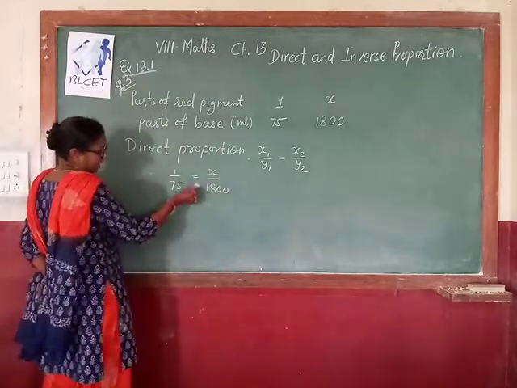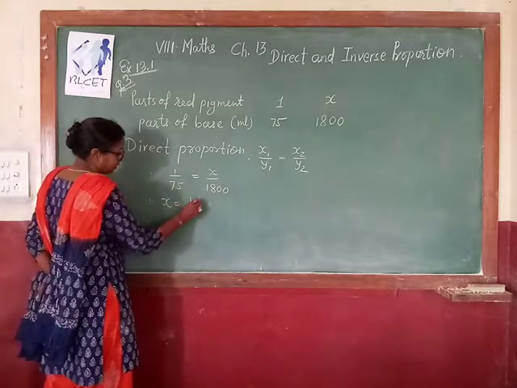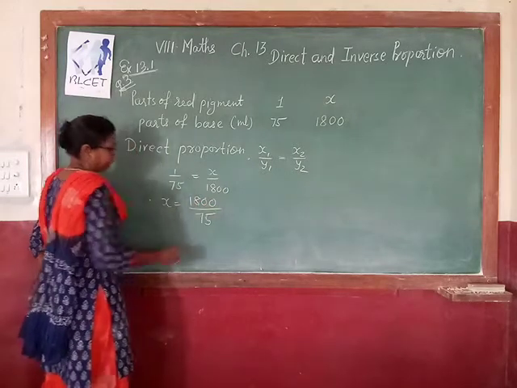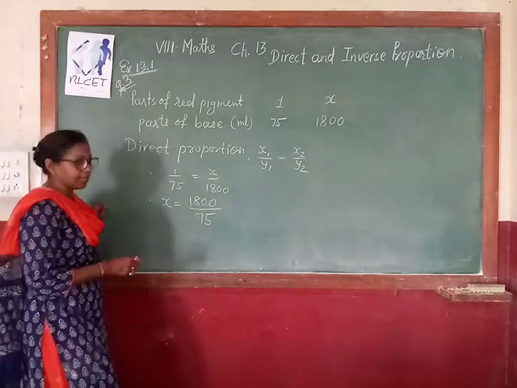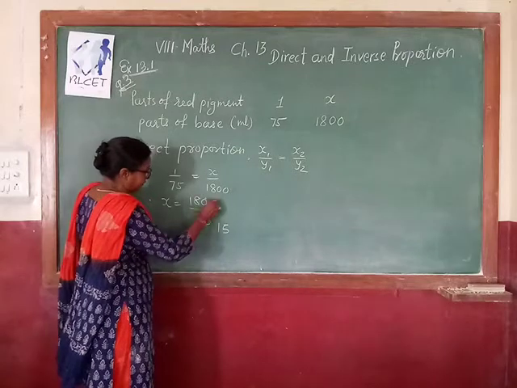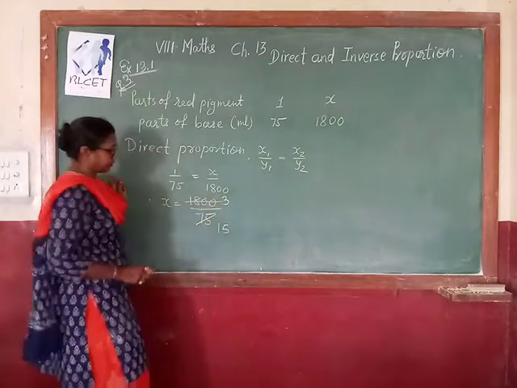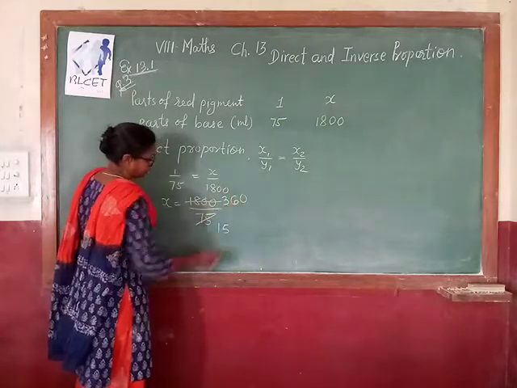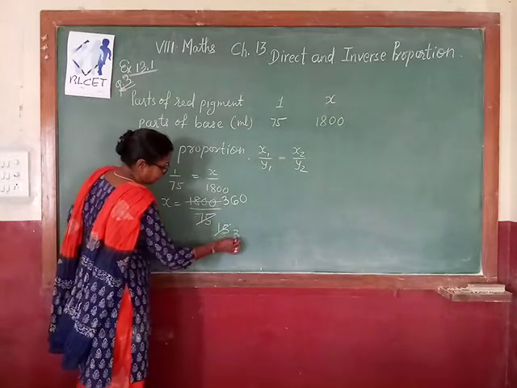So this 1800 will multiply with 1. So therefore x is equal to what? 1800 divided by 75. Now we do the cancellation. We know that both the terms are divisible by 5. So 15 5s are 75. Here it is 5 3s are 15. 3 is left. 5 6s are 30. So 360. Now again it is divisible by 5. So 3 5s are 15.